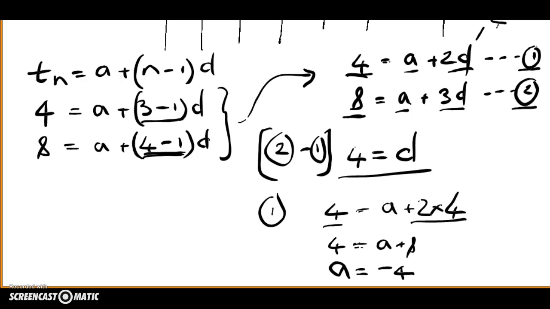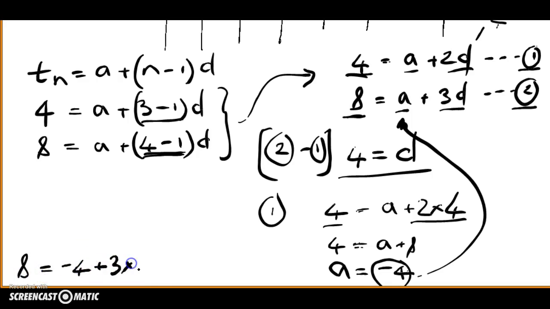And just check it by putting minus 4 into there. 8 equals minus 4 plus 3 times 4. 4 times 3 is 12, minus 4 is 8. So the general equation, as I'll write here, Tn equals minus 4 plus n minus 1 times 4.